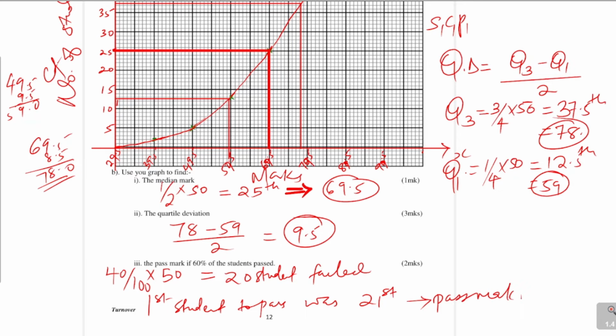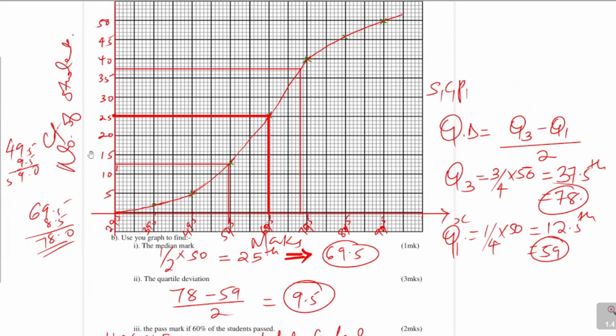So we go to the 21st student, and we get the mark that he got. So the 21st student is here. This is the 21st student there. So it goes straight to the point where it touches the curve, and then from this point, we drop down. There. So that will give us the mark using a thick line.